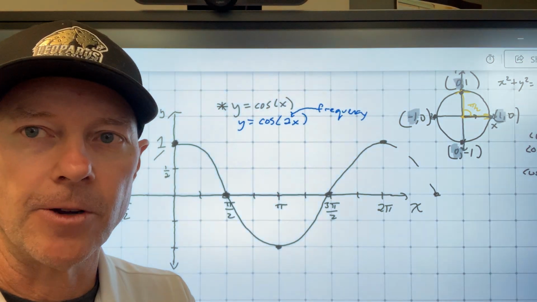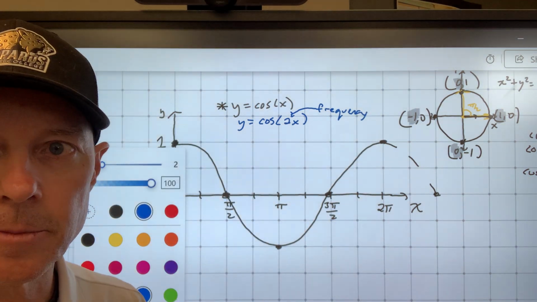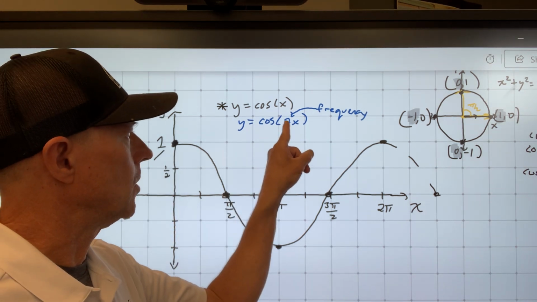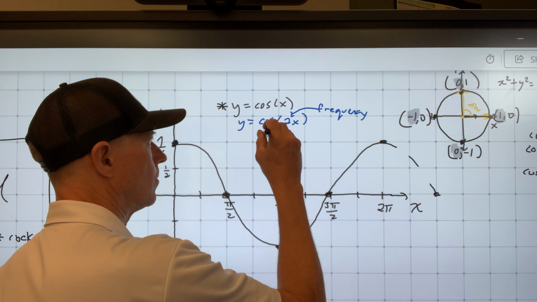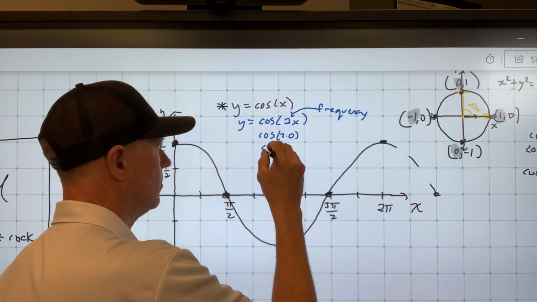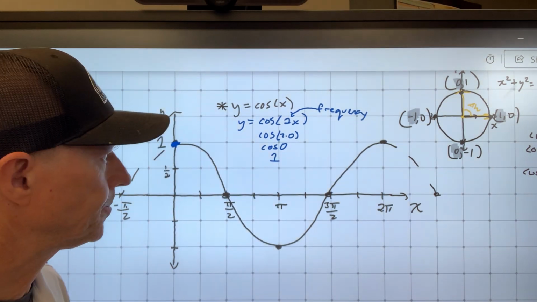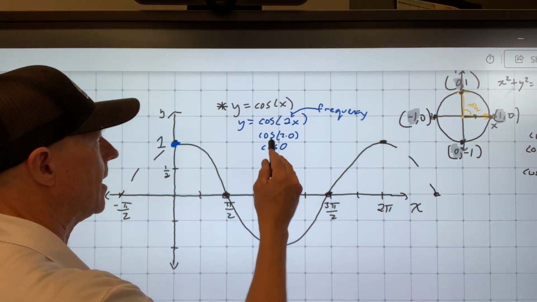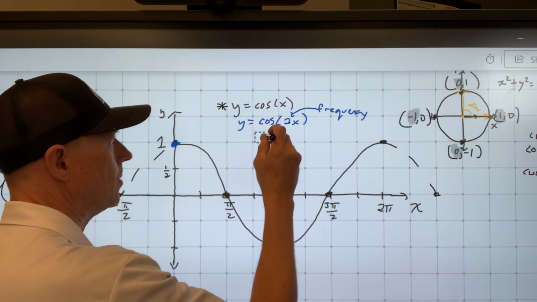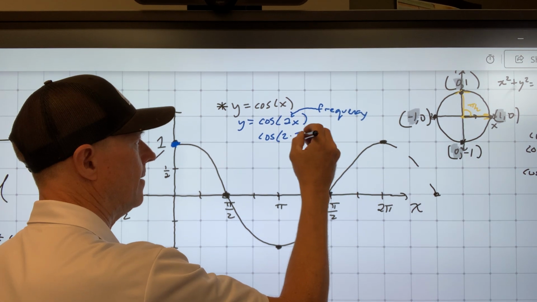Now what we want to do different is graph, and I'll do it in blue, cosine of 2x. Well, notice what happens when I put 0 in. 2 times 0 is still cosine of 0, which would still be 1. So I still have a point there. Okay? But what happens if I put in pi halves? Cosine of 2 times pi halves.